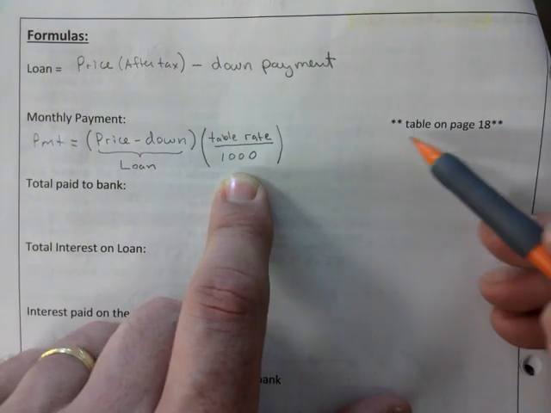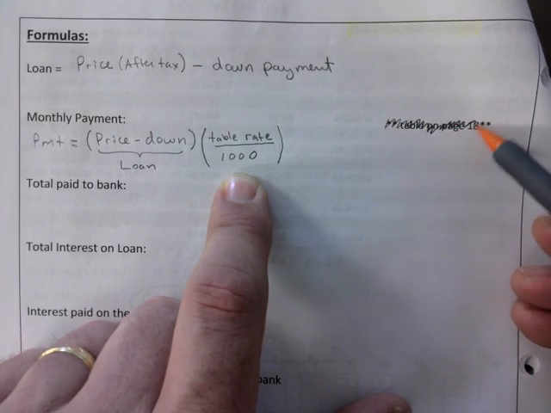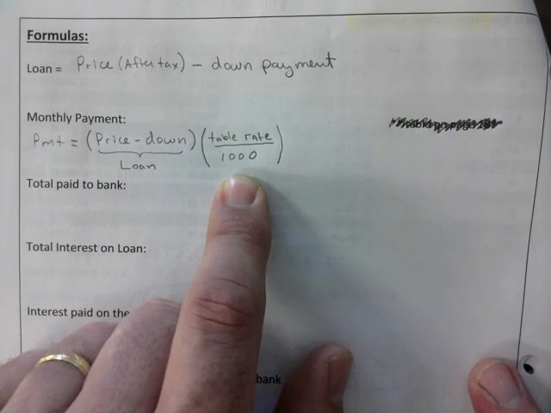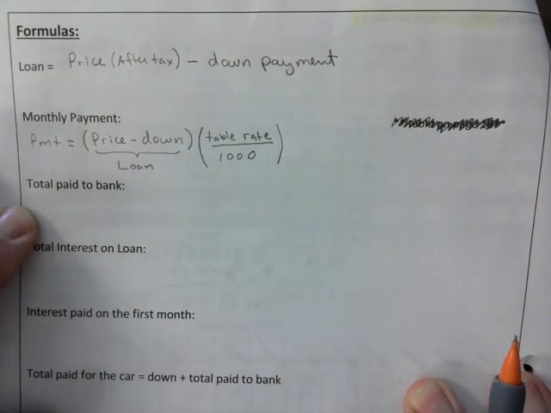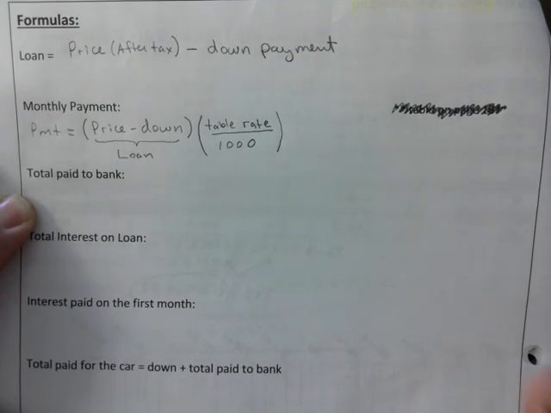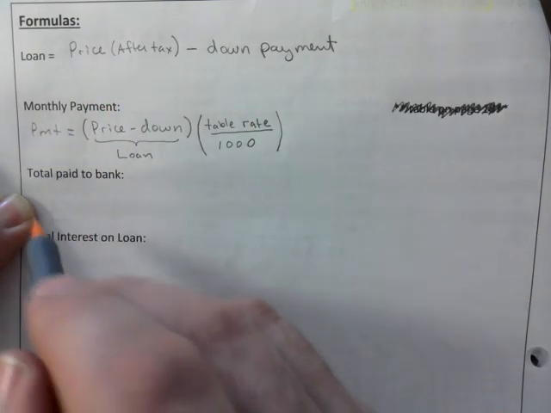I'm going to ask you to scratch this. Table rate is not on page 18 anymore. So you guys get rid of it. As I make adjustments, things change, right? Okay, so this is how you would get your payment. Make sure you have these formulas on your study sheet.